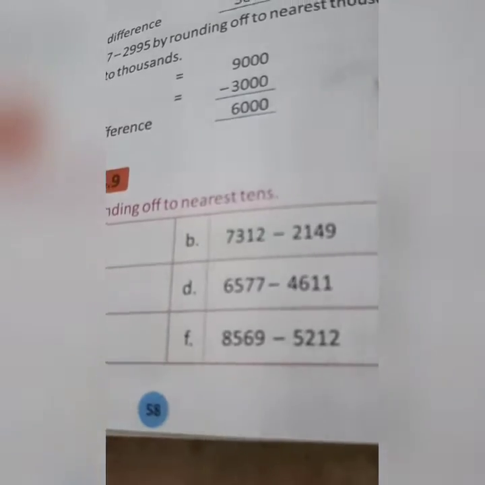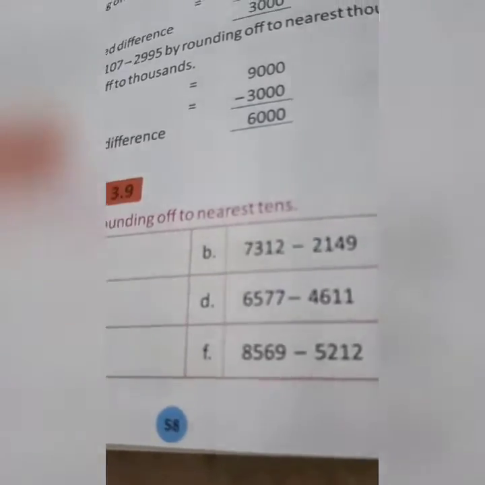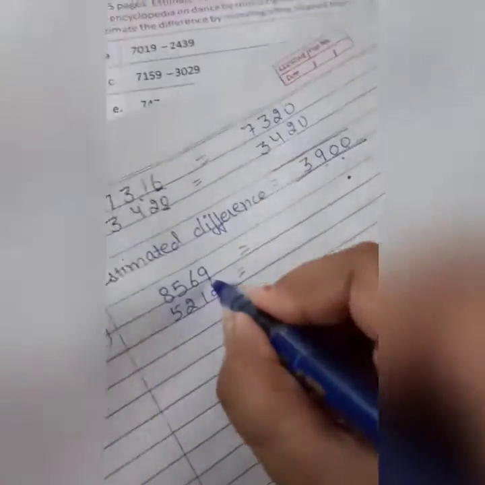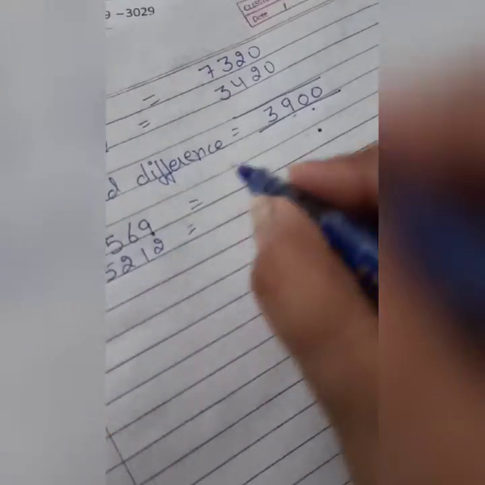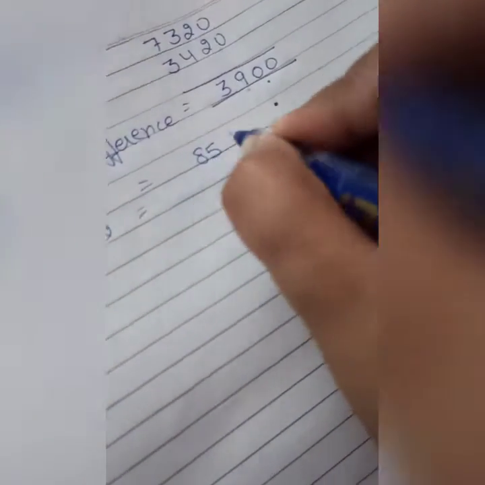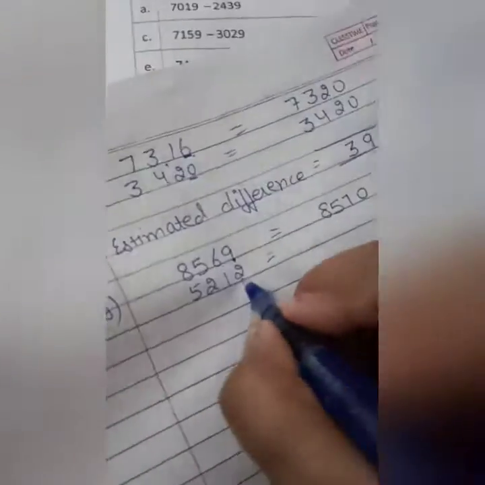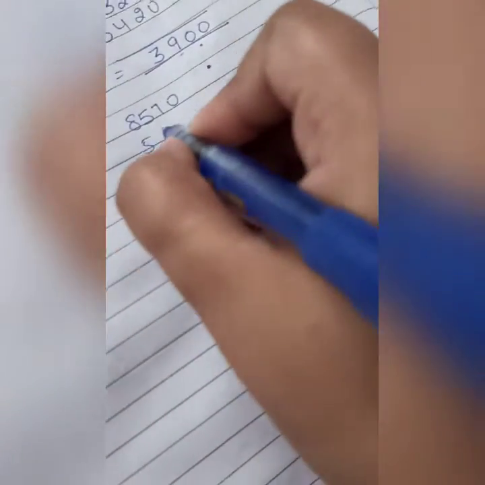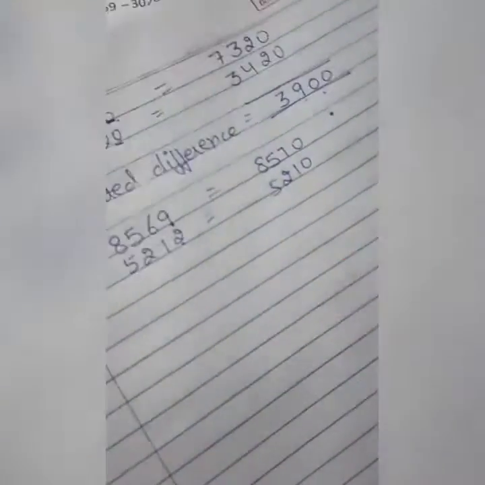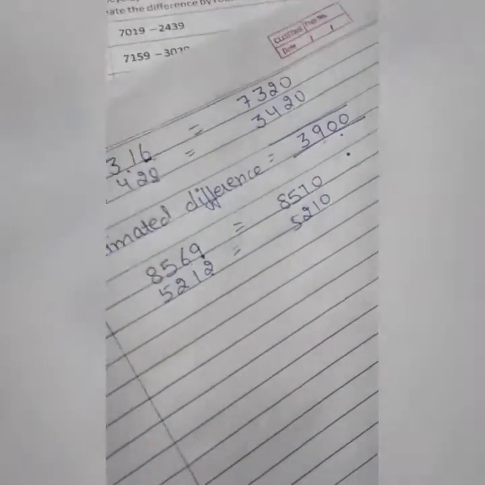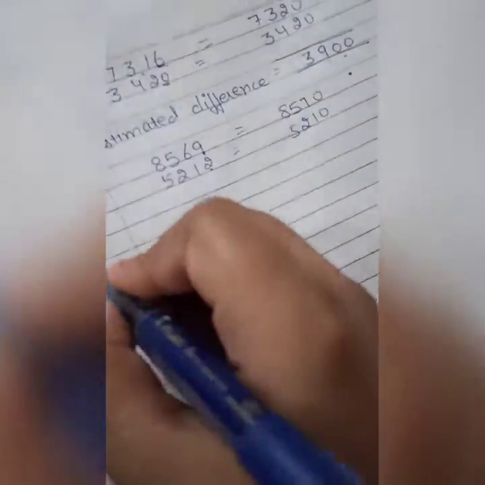8,569 and 5,212. 9 is more than 5. So we will add 1 to this number. Here 2 is less than 5. So the number will remain the same. Now, the estimated difference you will find yourself. Right? Now come to question number 2.